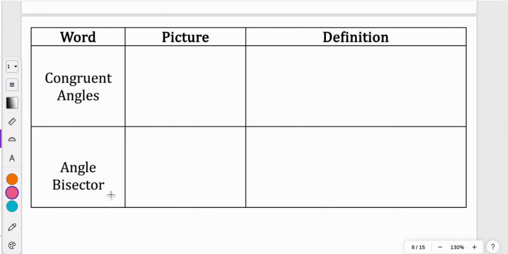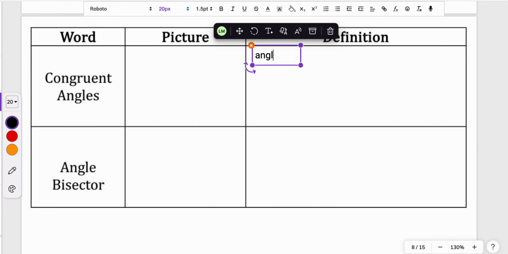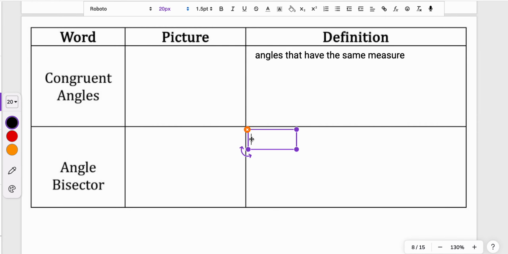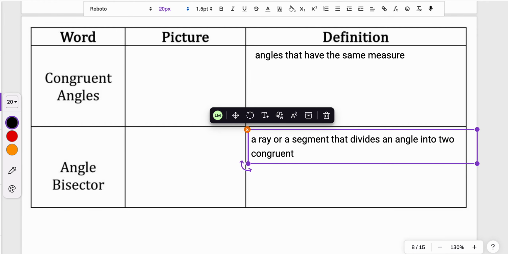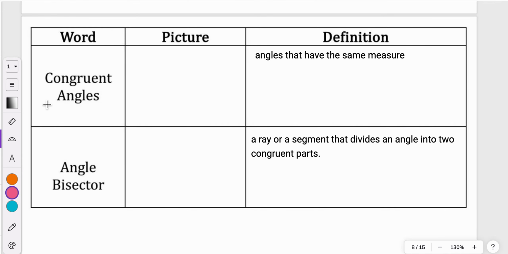Okay. Some more definitions here. We have congruent angles. Congruent angles are angles that have the same measure. So we're going to draw an example of that here in a second. And then an angle bisector is a ray or a segment that divides an angle into two congruent parts. Okay, so let's go ahead and draw some examples to see what that looks like. Congruent angles can be drawn many different ways. I'm going to show you one way here because this is going to connect with our angle bisector.